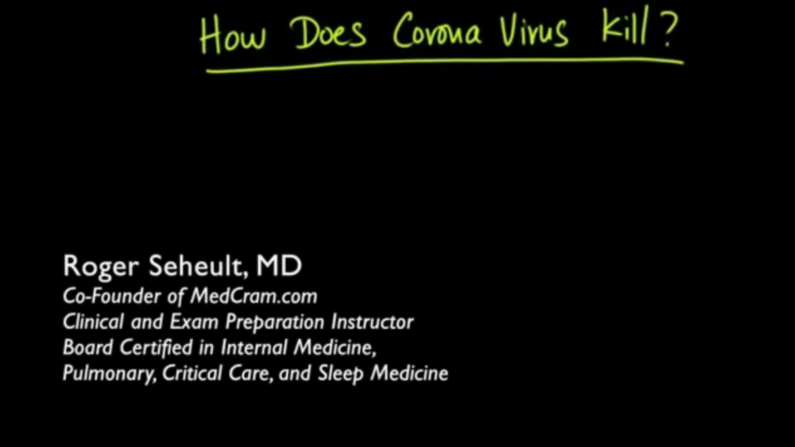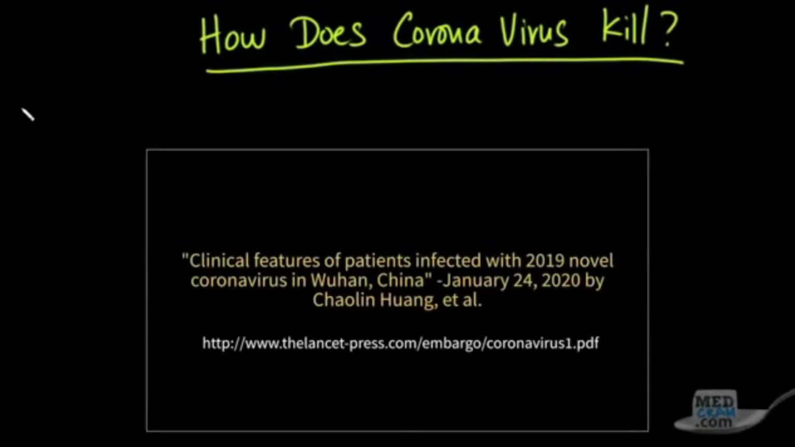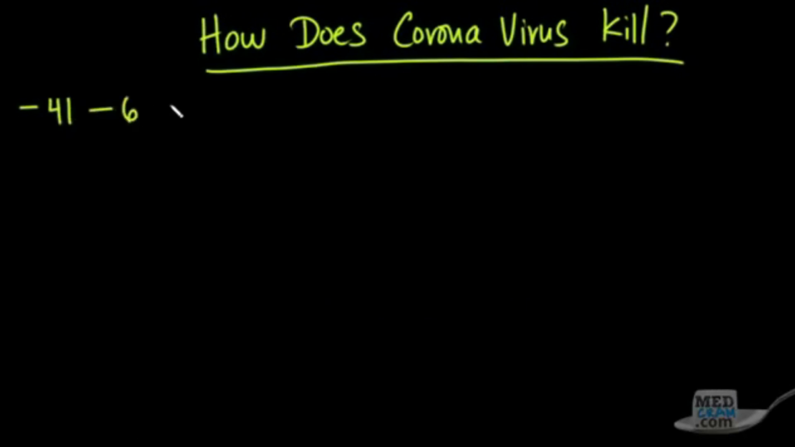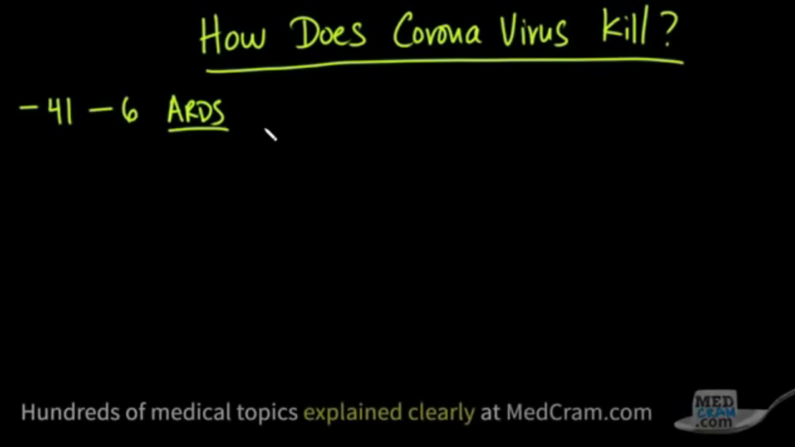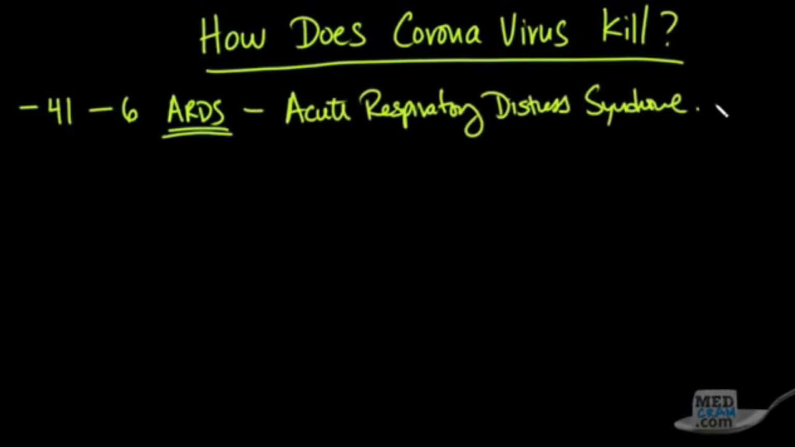Sure. So I hear this question a lot: how does the coronavirus actually kill people? There's a recent article in The Lancet that showed that of 41 people admitted to the hospital, 6 of them died, and all of them were on ventilators, and they died with something called ARDS. ARDS is how the coronavirus kills. It's not just the coronavirus, but many other viruses, including the influenza virus that we have every year. How is it that this happens? It's through acute respiratory distress syndrome, and I'm going to explain to you how that happens.